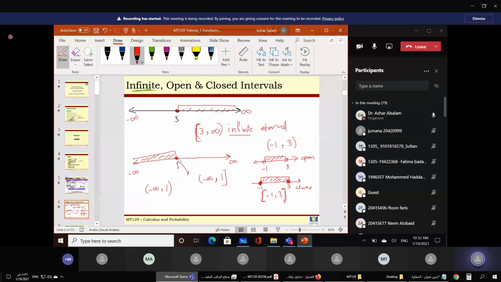Whether it's open or closed, it will be infinite in all cases. Of course, the longest interval on the number line will be from minus infinity to infinity. This will be like that, minus infinity to infinity. And the brackets beside the infinity are always open like that. It's always round brackets.